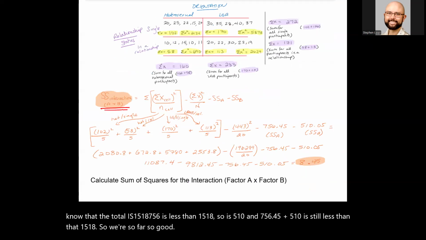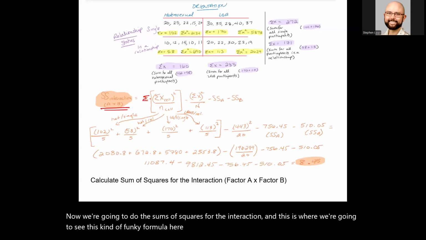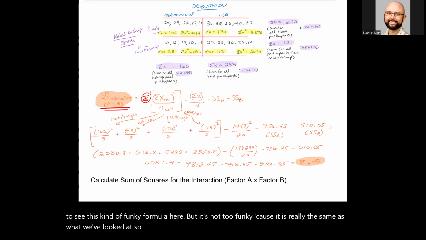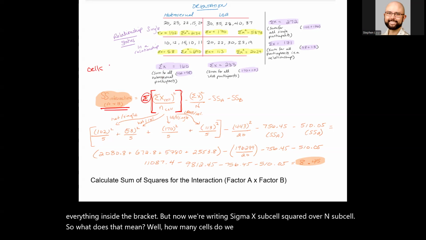Now we're going to do the sums of squares for the interaction. And this is where we're going to see this kind of funky formula here, but it's not too funky because it is really the same as what we've looked at so far. Sigma outside the bracket just means that we're going to sum up everything inside the bracket. But now we're writing sigma x sub cell squared over n sub cell. So what does that mean? Well, how many cells do we have in our factorial ANOVA?